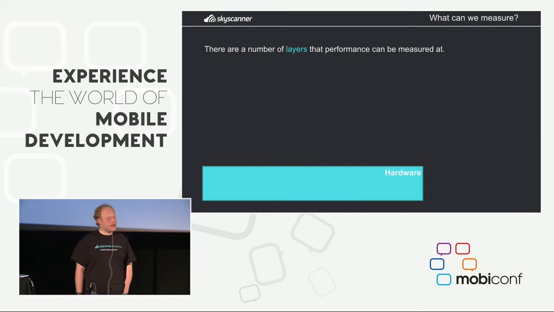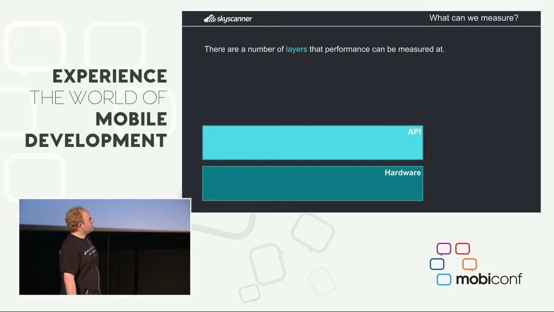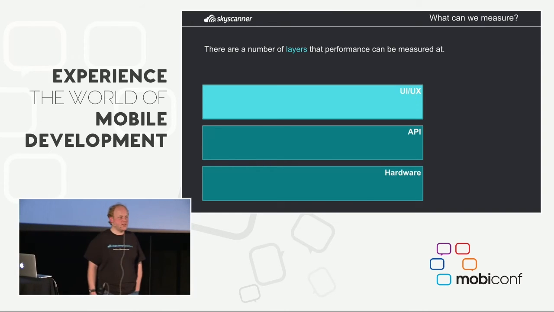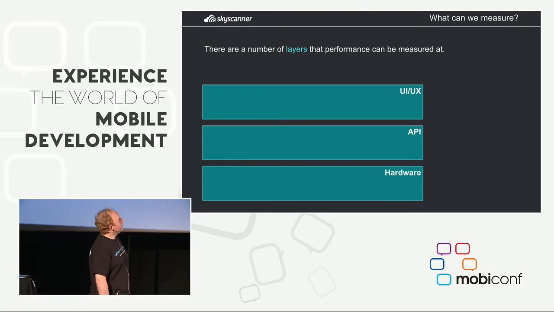There are a number of layers that performance can be measured at. So starting with the hardware itself, and we're going to focus on battery life, because I couldn't focus on them all today in the time we've got. APIs, which you should control, unless you use something like Parse or one of these cloud services. You should be in reasonable control. UI and UX at the front. And I'll go through some examples of each one and how we look at measuring these things. But we'll come back to how these actually wire up to the overall performance of the product afterwards.